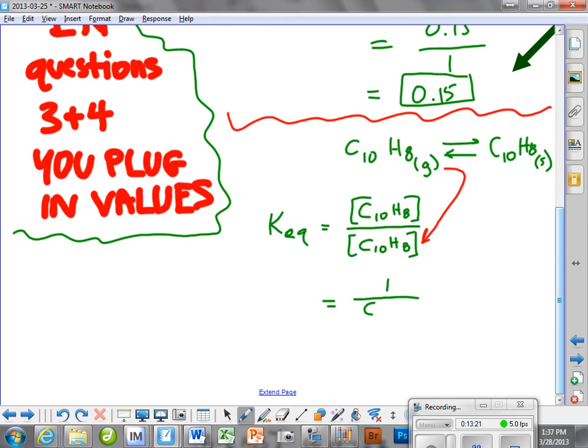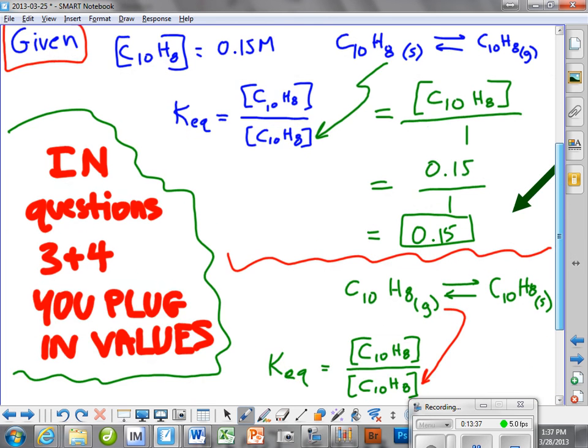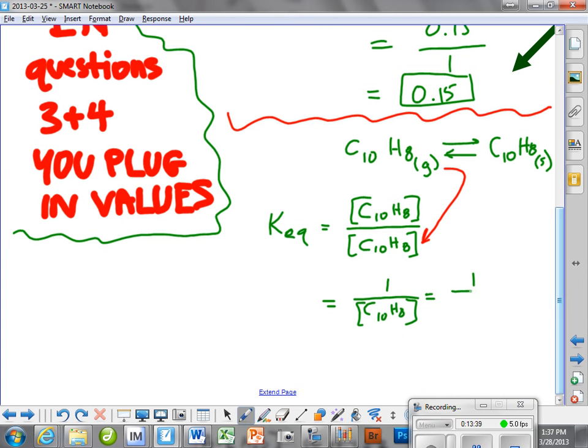And now we have the C10H8 on the bottom in its little brackets. And now we're going to substitute the value, which was what? 0.15. Okay, so we have 1 over 0.15, and that's equal to 0.667, because it's a repeating decimal. That's the answer. Now, do you understand why it's so important to always put that 1 in?